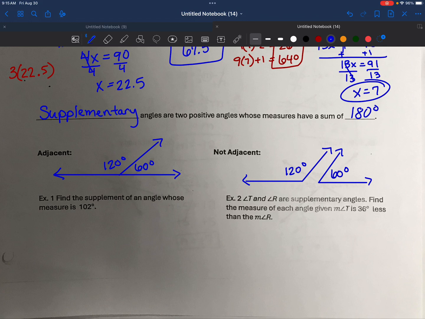All right, example 1. Find the supplement of an angle whose measure is 102. So what two things would I add together? X plus 102, and I set it equal to 180. Okay? One step to solve here, subtract 102. So the supplement to 102 is 78 degrees.